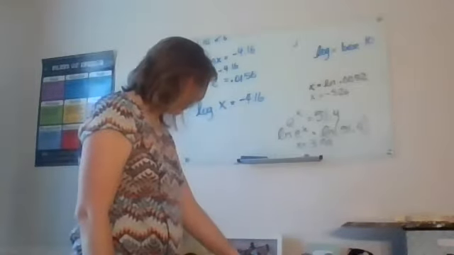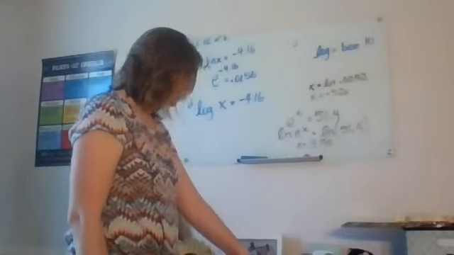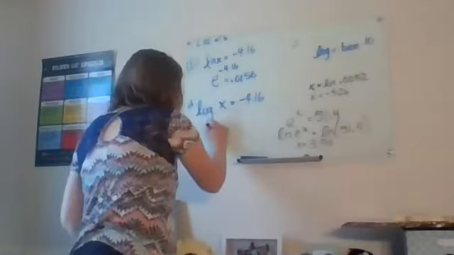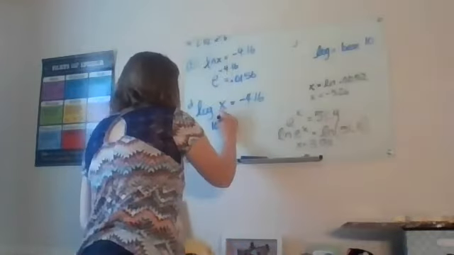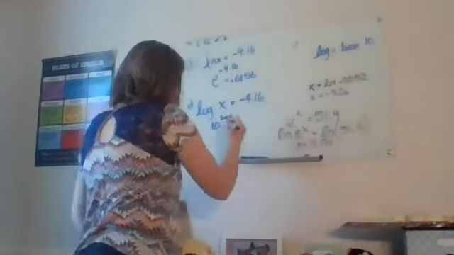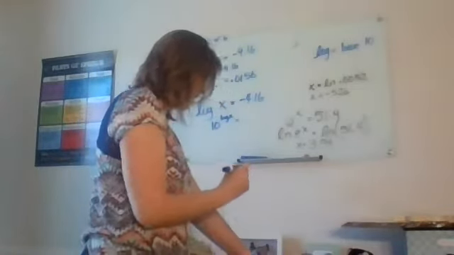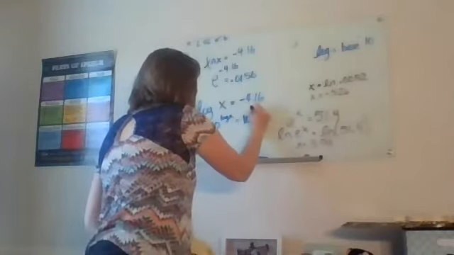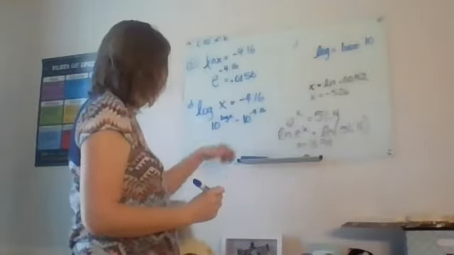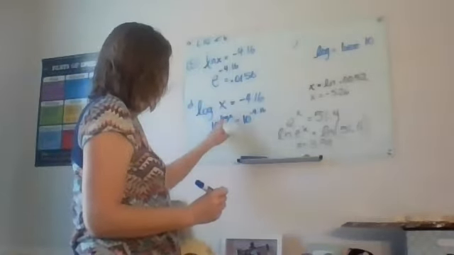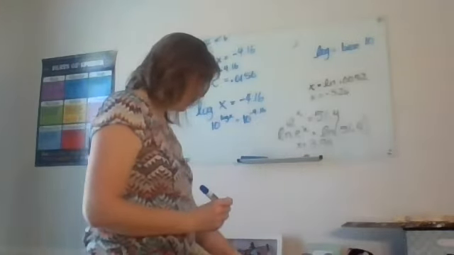So I know I'm looking for the inverse log. When I write logarithms, it's to the base of 10, so I say 10 to the log of x equals 10 to the negative 4.16. Both of my bases are the same, and when my bases are the same, I just set the exponents equal to each other. So log of x equals negative 4.16. How do I solve that?